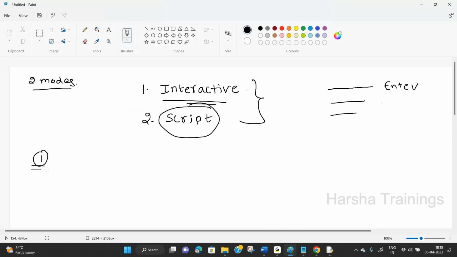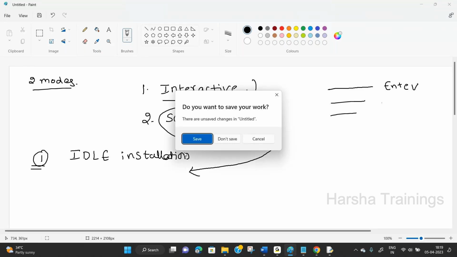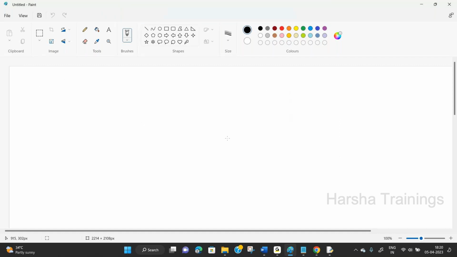After knowing the basic things in the last session, here I entered into Python. Under that, the first one is IDLE installation. After installation of IDLE, you have to write the program. Now, for writing the program, there are two modes. One is interactive mode and another one is script mode. You can select any one depending upon your wish. Okay. Right now, I am ready for writing the program. Now, how to write the program, obviously that is the next concept.